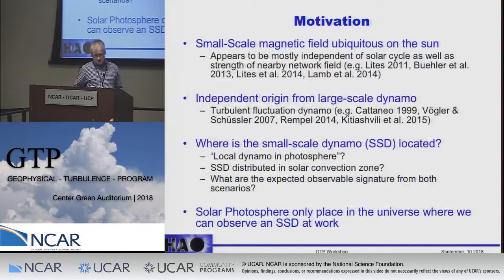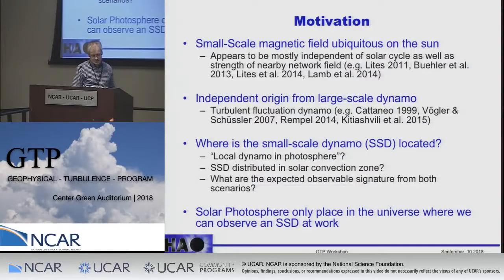So what I would like to talk about here is where this magnetic field comes from, and that has been looked at not only from theoretical investigations. There have been a lot of investigations based on observations, and people found it doesn't really vary with the solar cycle. The strength of the quiet sun doesn't really depend on the nearby network field, which is a strong suggestion it's independent from the large-scale dynamo. There has been a lot of work using turbulent fluctuation dynamos to explain quiet sun magnetism.